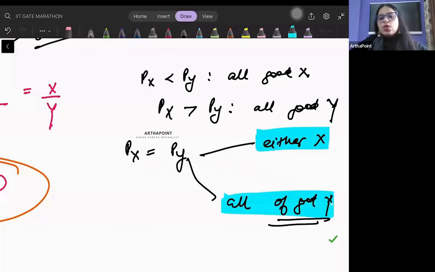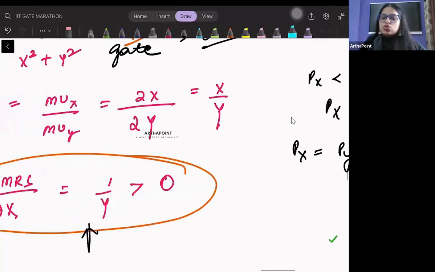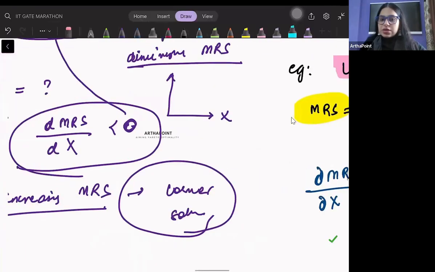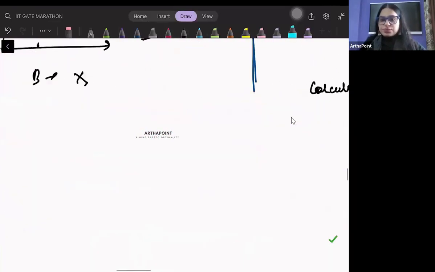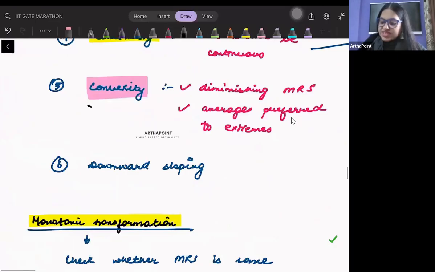So this is how you have to go ahead and you will have to check for the corner solution. Yes, you will always have corner solution for concave preferences, right? So this is your answer. तो convexity check करना जरूरी है before you jump into finding the solution.